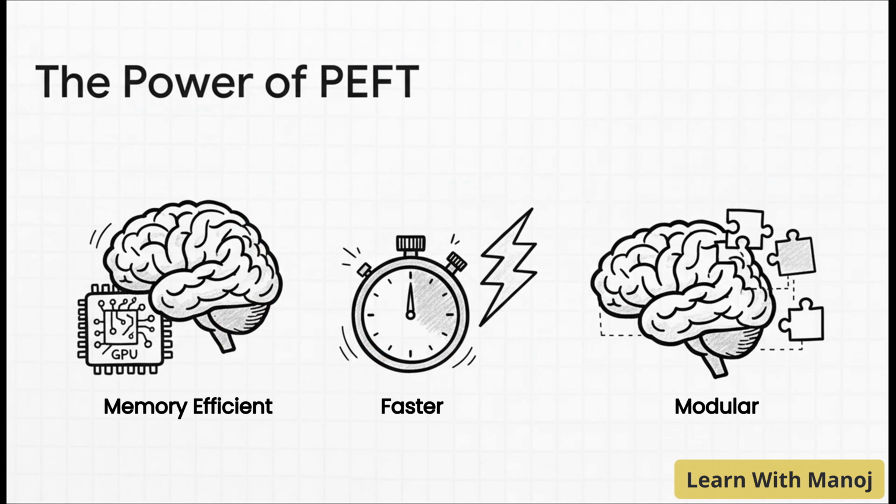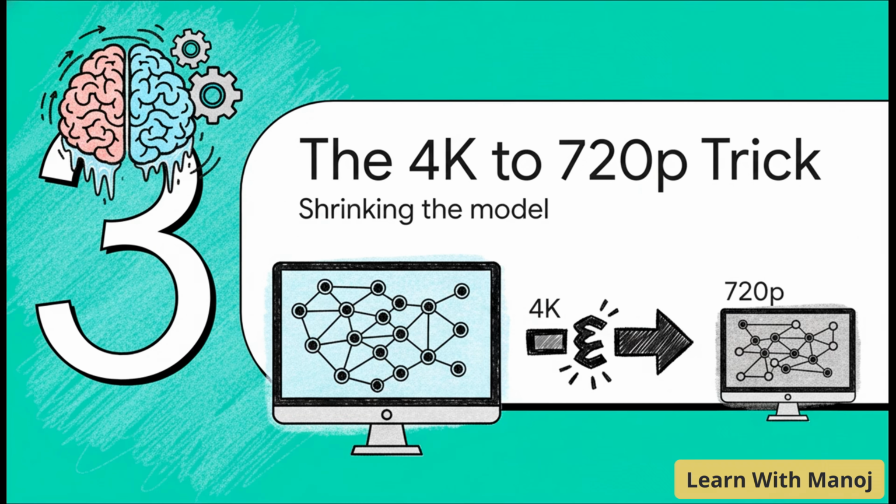So what does this actually get us? Well, the benefits are huge. Because you're only training that tiny piece, you get incredible memory efficiency. All of a sudden, that massive 70 billion parameter model can fit on a single GPU. Training is up to twice as fast, and it's modular. You can have one base model and just swap different skill adapters in and out. It's amazing. Okay, so the frozen brain thing helps us train the model super efficiently.